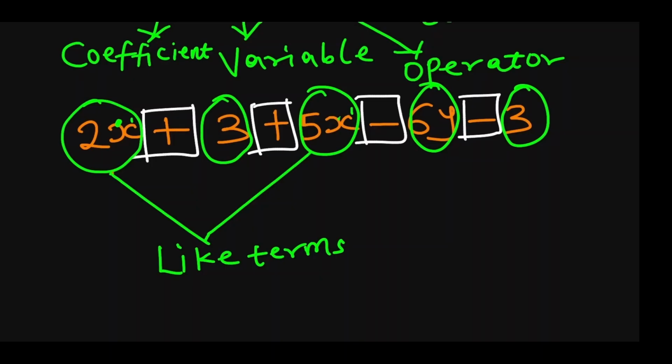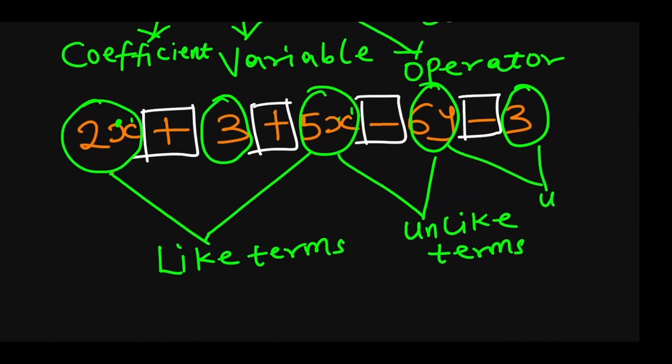Now, from this explanation, you already figure out what unlike terms are. So something like 5x and 6y will now be unlike terms because they have two different letters. One has x, one has y. 6y and 3 will also be unlike because one has y, one doesn't have any letter. Same thing with 2x and 3. They will be unlike also. So this is what like terms and unlike terms are.